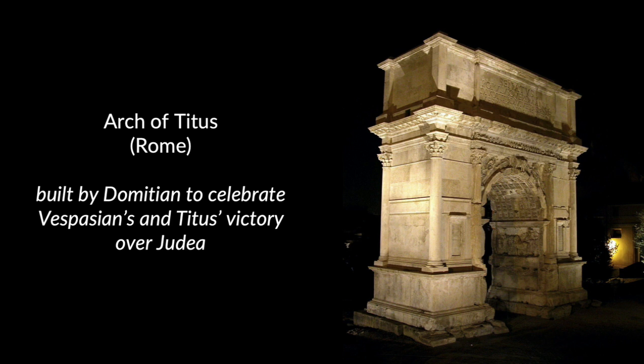So in Rome, they built an arch. They built the Arch of Titus. It's built by Domitian. We know him from the book of Revelation. It's built by the Emperor Domitian to celebrate Vespasian's and Titus's victory over Judea. It's meant as a monument. We build monuments as well to our victors, to our victories, and to people who lead our victories. Well, the Romans did the same kind of thing, and so this is to celebrate what Vespasian and Titus had done.